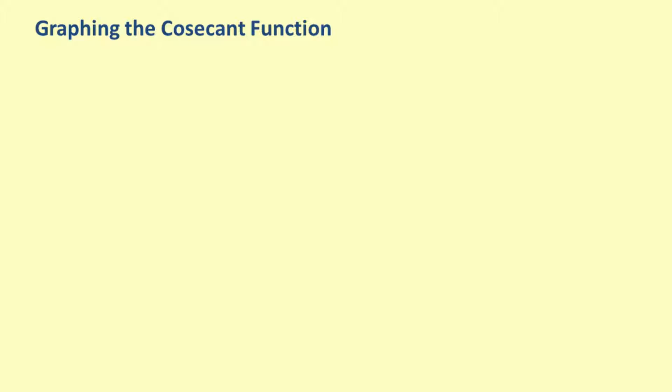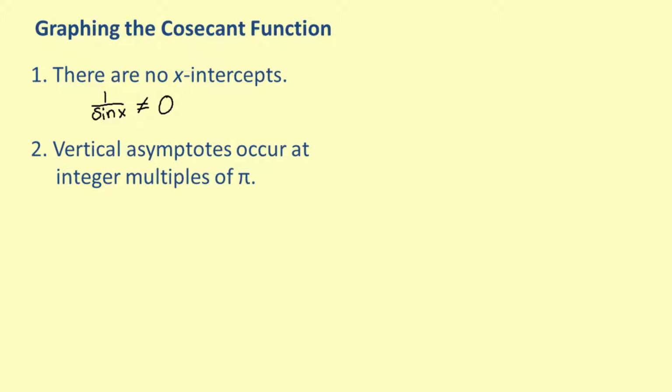Now that we've touched on some of the properties of the cosecant function, let's list a few more. First, there are no x-intercepts. Since the cosecant function is equal to 1 over the sine function and the sine of 0 is 0, the cosecant of 0 is undefined because we cannot divide by 0. Because of this, we know that the cosecant function has vertical asymptotes. Specifically, the asymptotes occur at integer multiples of pi, or x equals n times pi.